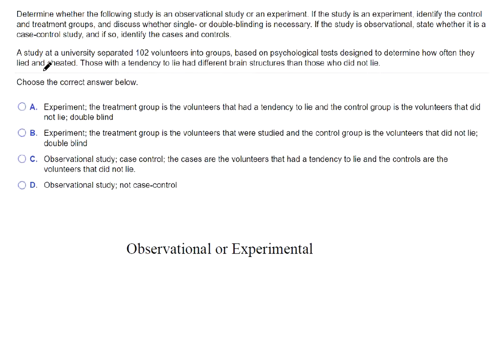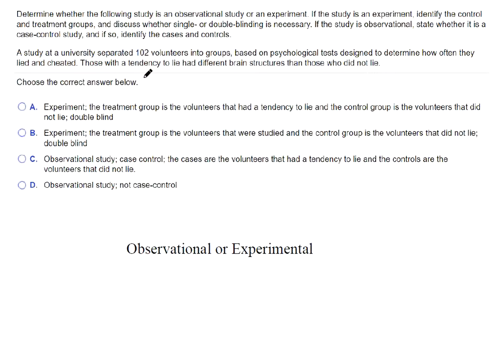So in this particular example, the study at the university had 102 volunteers, and they separated them into groups based on tests to determine how often they lied and cheated. Okay, so there's people that lie, people that cheated, and there's people that didn't do either of these things.